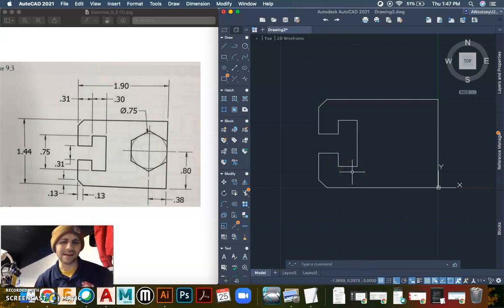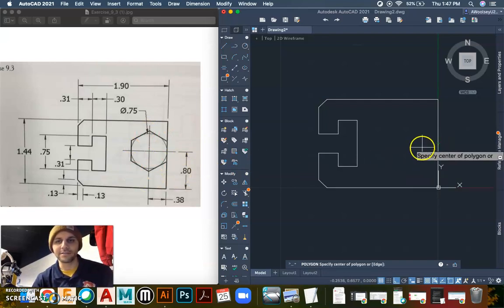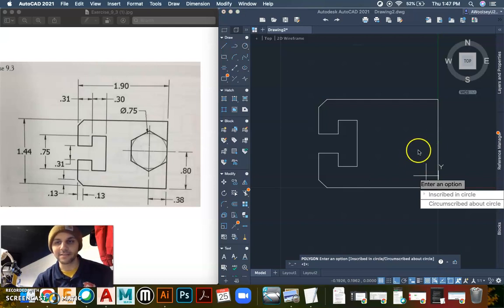So a little bit of math in there, but it really is not too bad when we focus and think about it. Now I'm going to put in the hexagon here. That's a polygon, and the hexagon has 6 sides, so I'm going to type 6. Now I need to tell it what the center is. Remember, my origin is this corner. So we're going to the left 0.38 and up 0.8. So it's negative 0.38, comma 0.8. And that's going to be the center of my drawing.